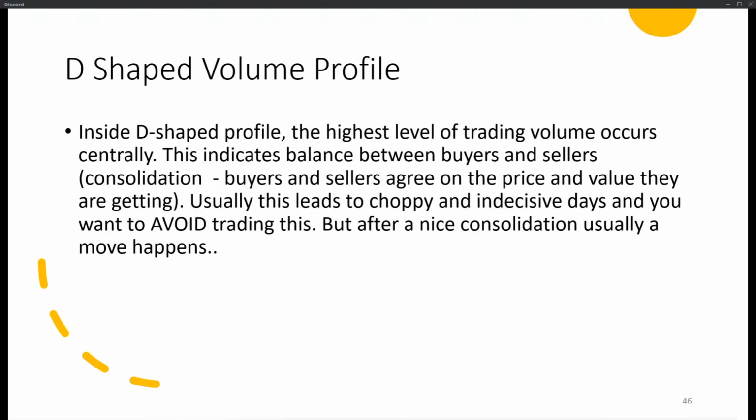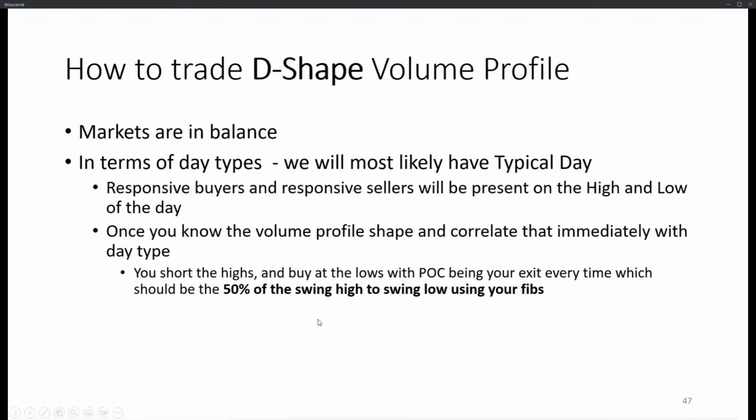And you want to know when these D shapes are super tight and the value areas are super tight and we're not breaking them. You can note, hey, this is most likely going to be a sideways day, and you kind of want to avoid trading that. Okay. And this is where we do what when you're trading a typical day?